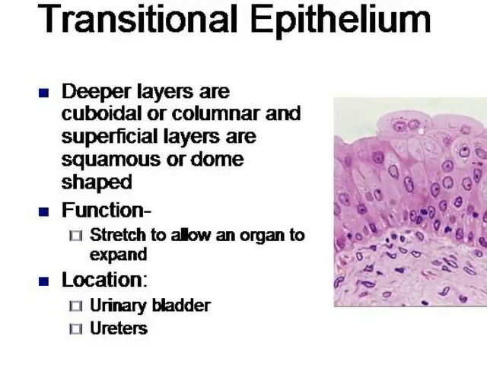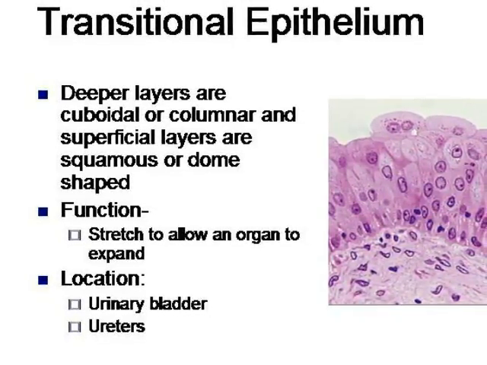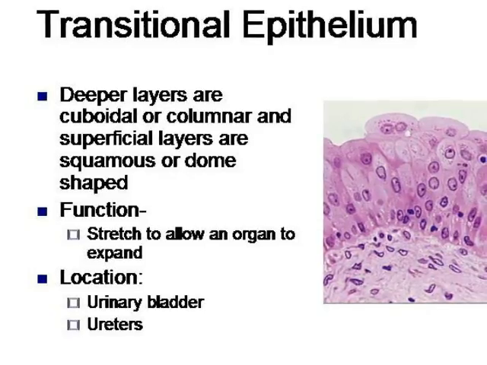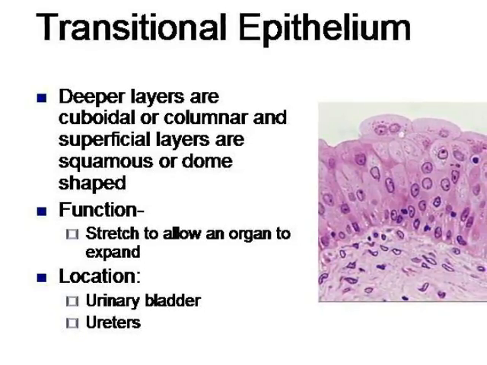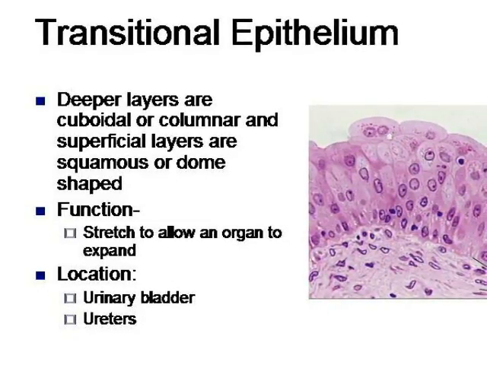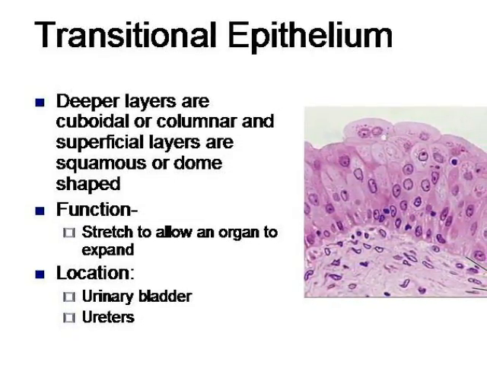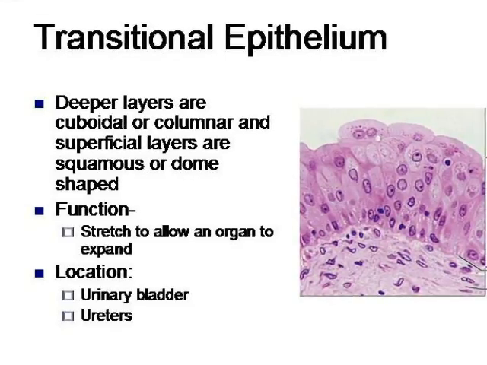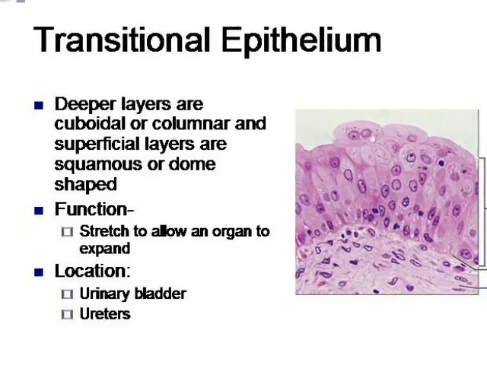The last type of epithelium that we are going to discuss is transitional epithelium. Transitional epithelium is a stratified type of epithelium where the deeper layers of cells are cuboidal or columnar shaped, and as you get towards the surface, they become squamous or dome shaped.